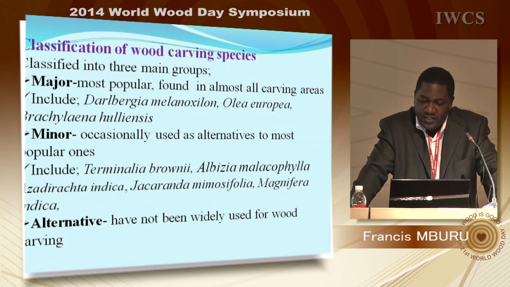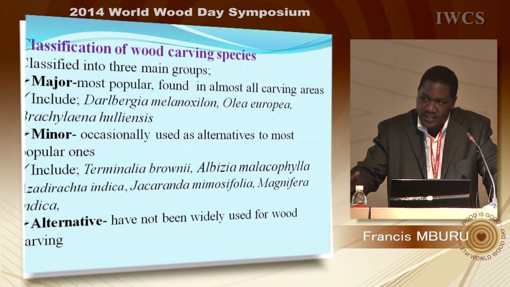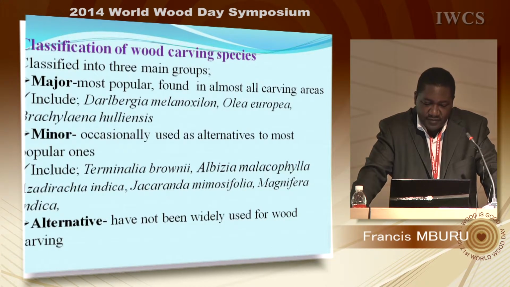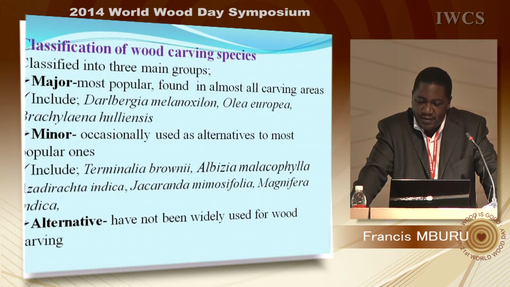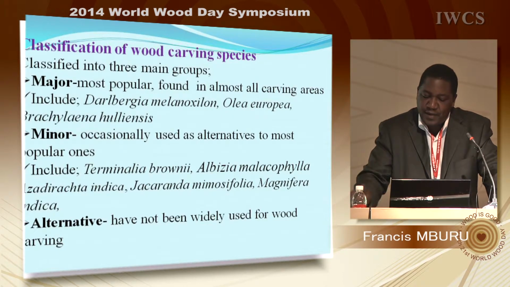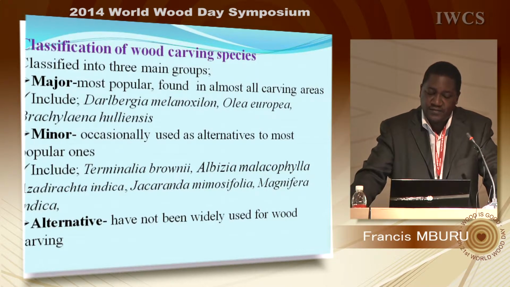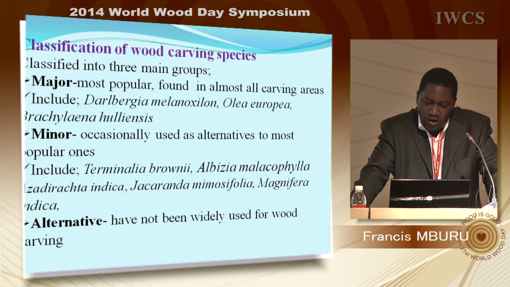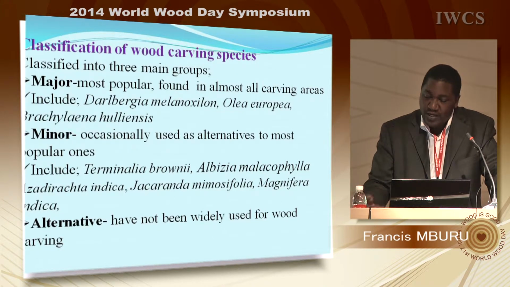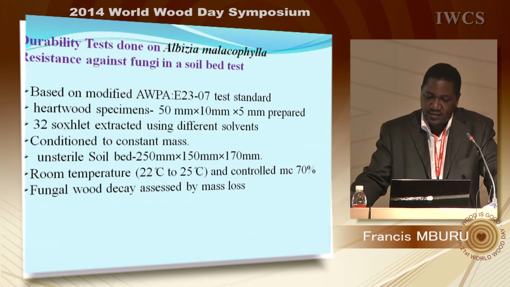These are occasionally used as alternatives after the shortage which we have already recorded, and such include Terminalia brownii, Albizia maracophyra, Azadirachta indica, Jacaranda, Mangifera indica. These are used as minor species, but we are trying to come up and understand more of these alternative species. Alternative species have not been widely used for wood carving. So what do we do? We need to understand more about the properties.